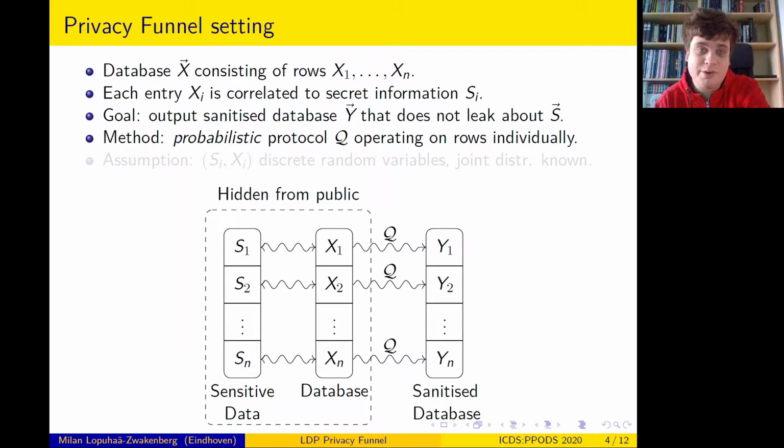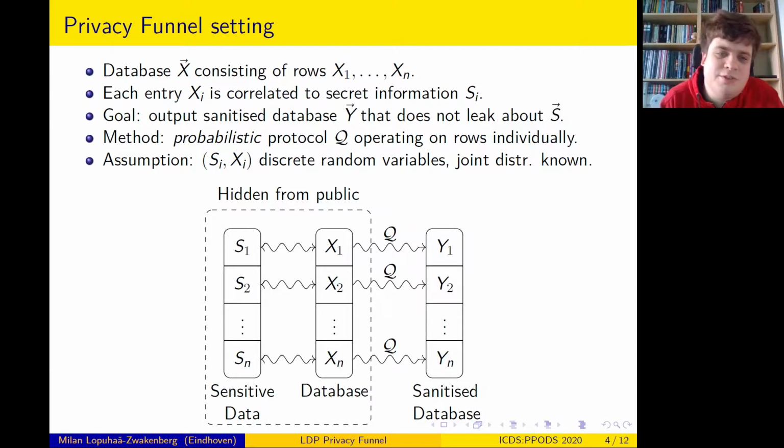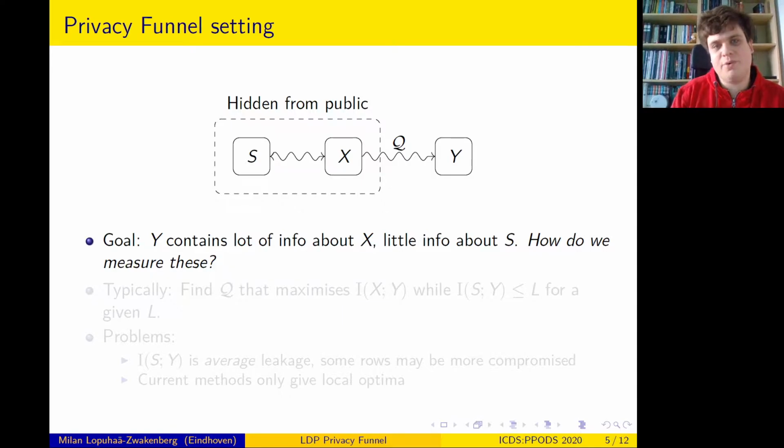So some assumptions before we begin. We assume that both the Si and the Xi are discrete random variables. And we assume that every row is drawn from the same joint probability distribution of S and X, and we assume that the owner of the database has access to this probability distribution. That makes sense because he has the whole database, so that does give him some clue about what the distribution is. So given this setting, we want to create a sanitized database.